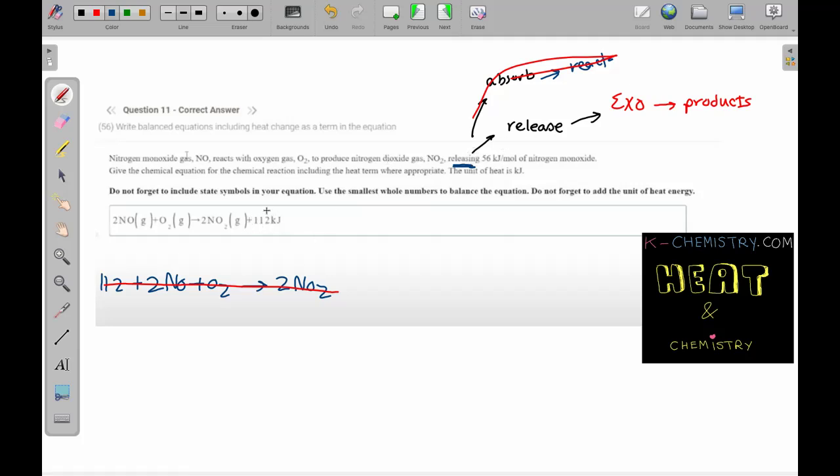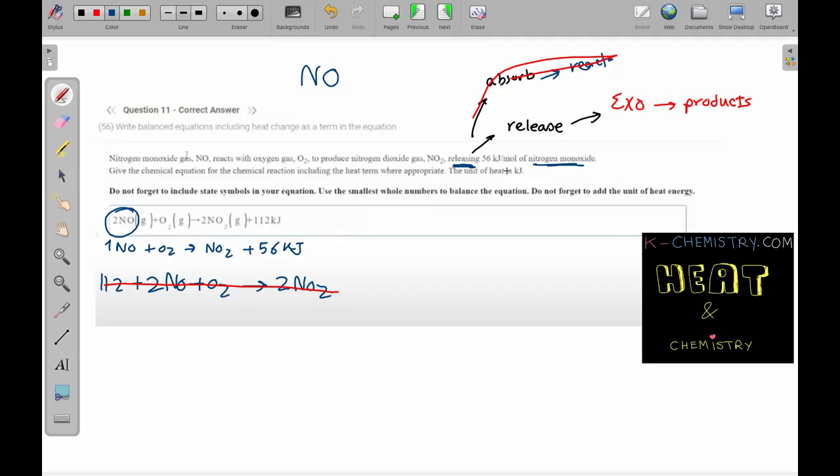Mister, it's 112 here. Why did he not say 56? Because he said nitrogen monoxide reacts with oxygen to produce nitrogen dioxide gas, releasing 56 per mole of nitrogen monoxide. Look at nitrogen monoxide. Don't confuse NO and NO2. Nitrogen monoxide is NO. He said for every mole of nitrogen monoxide, it releases 56. So if the equation is NO, 1 mole only, and O2, gives NO2 plus 56 kilojoules released.